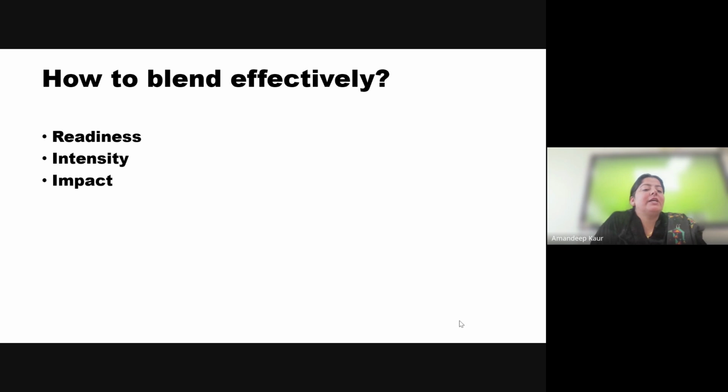The first one is readiness. Readiness for whom? At institute level, if I'm thinking about this kind of an environment, for whom do I need to check for readiness? Is it the teacher? Is it the student? Is it the department? Or is it the institute as a whole?